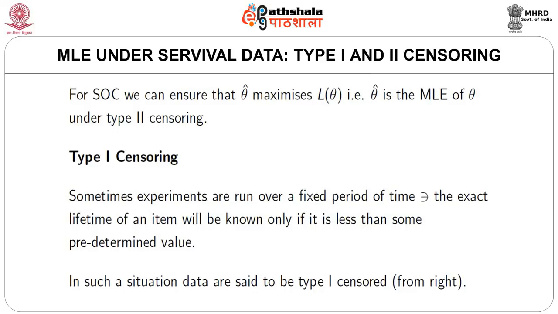Next, we discuss type 1 censoring. Sometimes, experiments are run over a fixed period of time such that the exact lifetime of an item will be known only if it is less than some predetermined value. In such a situation, the data are said to be type 1 censored from right.